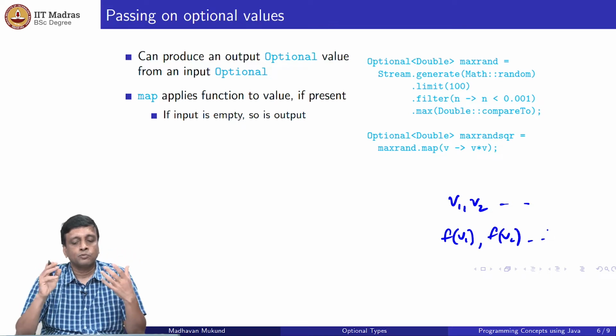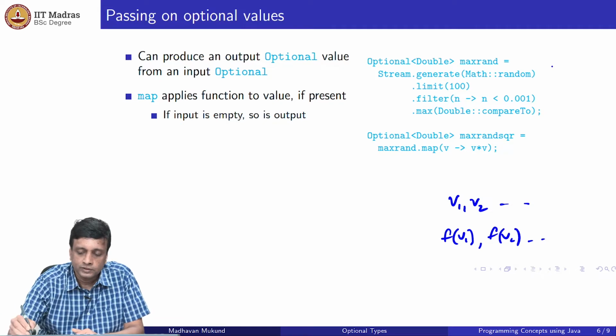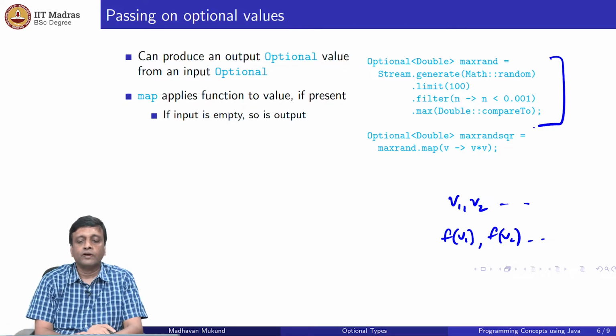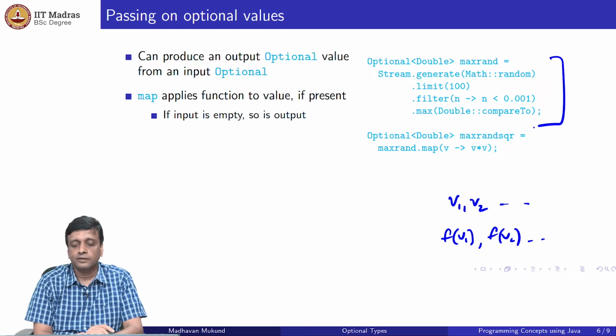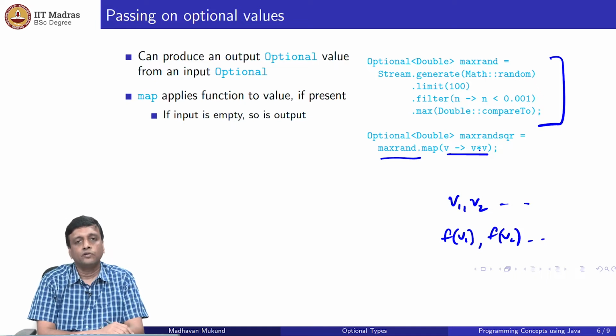So here, for instance, supposing we want to square this maximum random value. As usual, the first part is the same. We are going to find the largest random number out of the first 100 which meets this very selective small random number criterion. And now what we say is that I want to take this max rand and convert it into v star v. I want to take v and square it, okay. So I will apply this map.